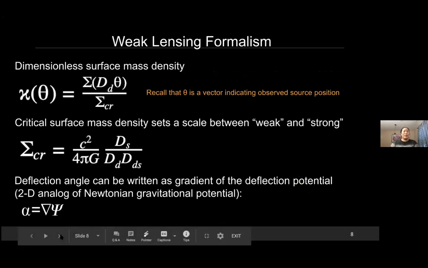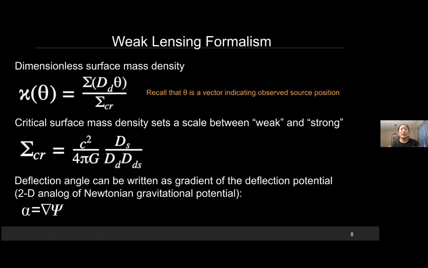Okay, there are some interesting quantities to define. One is the dimensionless surface mass density, which we denote as kappa. And theta here, again, is the vector indicating the observed source position. We're going to define this kappa as a ratio of two surface mass densities, so that makes it dimensionless.